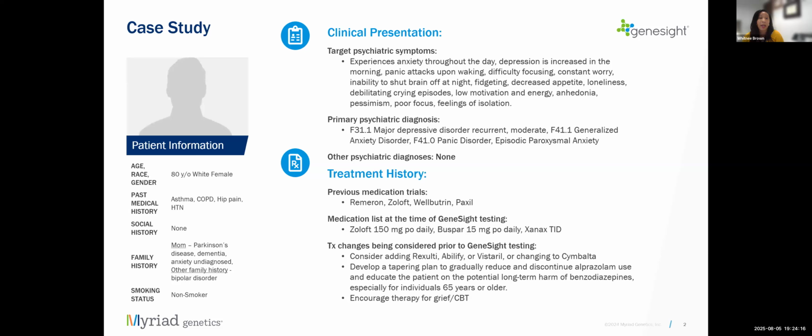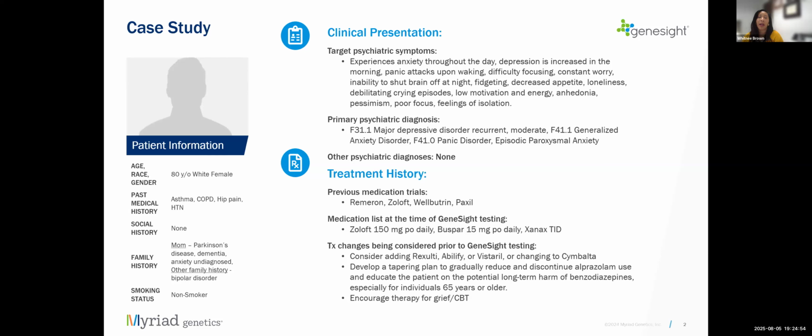The patient had tried multiple medications in the past, which included Remeron, Zoloft, Wellbutrin, and Paxil. And during the time of our appointment, she was taking Zoloft 150 milligrams a day, and then also Buspirone or Buspar, 15 milligrams a day, and Xanax, and actually it was 0.5 milligrams 3 times a day. And so she was on quite a bit of medication in general, but this patient was also an 80-year-old who had a history of asthma, COPD, and hypertension, as well as the hip pain that I previously mentioned.